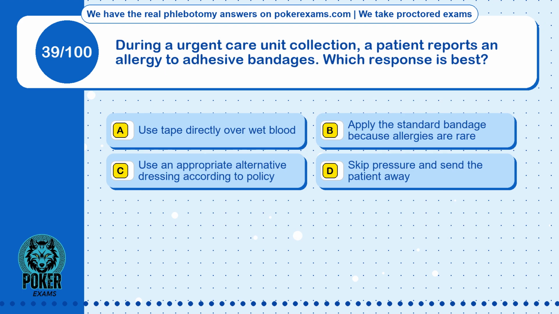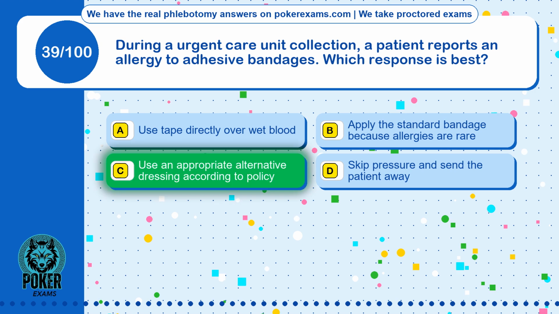Question 39. During a urgent care unit collection, a patient reports an allergy to adhesive bandages. Which response is best? Option A. Use tape directly over wet blood. Option B. Apply the standard bandage because allergies are rare. Option C. Use an appropriate alternative dressing according to policy. Option D. Skip pressure and send the patient away.